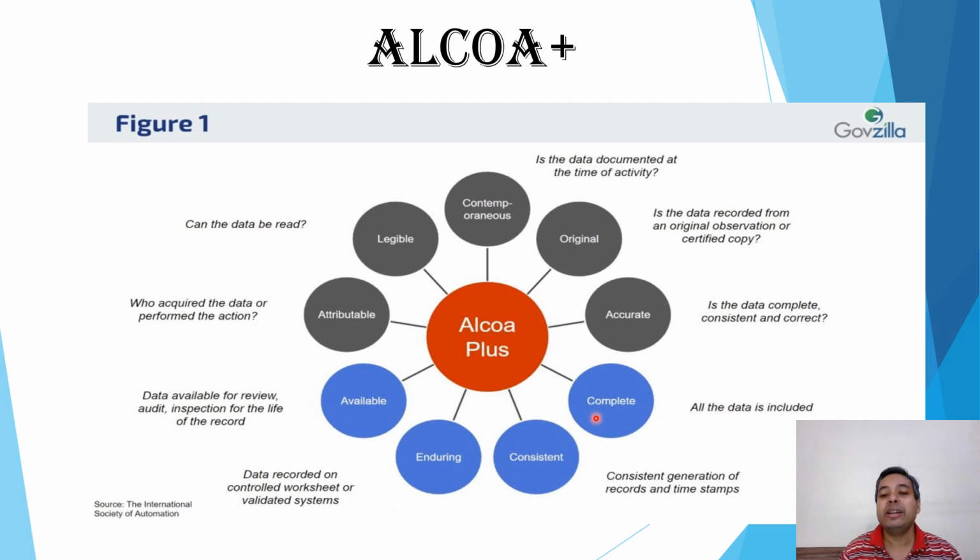In plus, the first one is complete. Complete means all the data are available and nothing has been deleted. C stands for consistent. Consistent means all the generated data should be consistent with date and timestamp. Enduring means all the available data are available for an extended period of time, that is over 20 years or through the life cycle of product, and it can be only ensured if the data are recorded on controlled worksheet or validated system. And the last one is available, means all the data are available for review, audit, inspection throughout the life cycle of the data or the life cycle of the record. So this is about ALCOA Plus in detail.